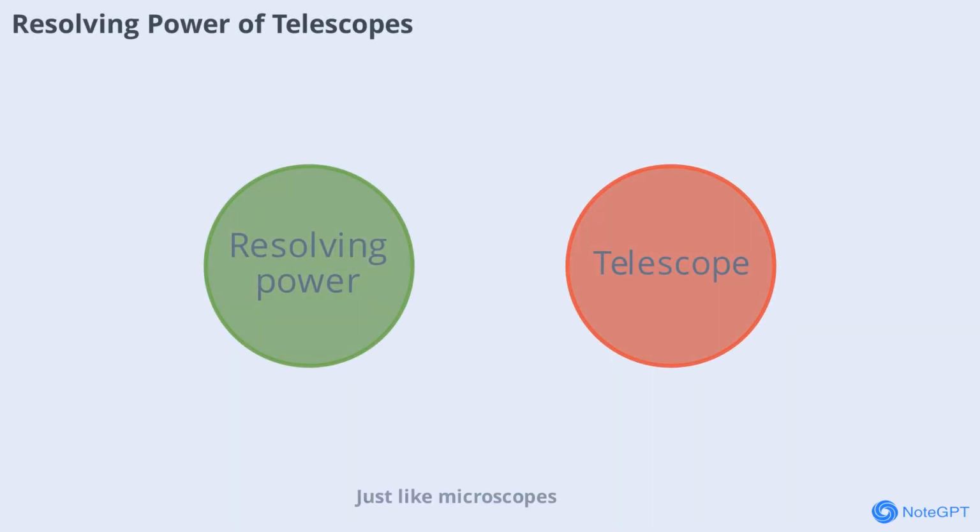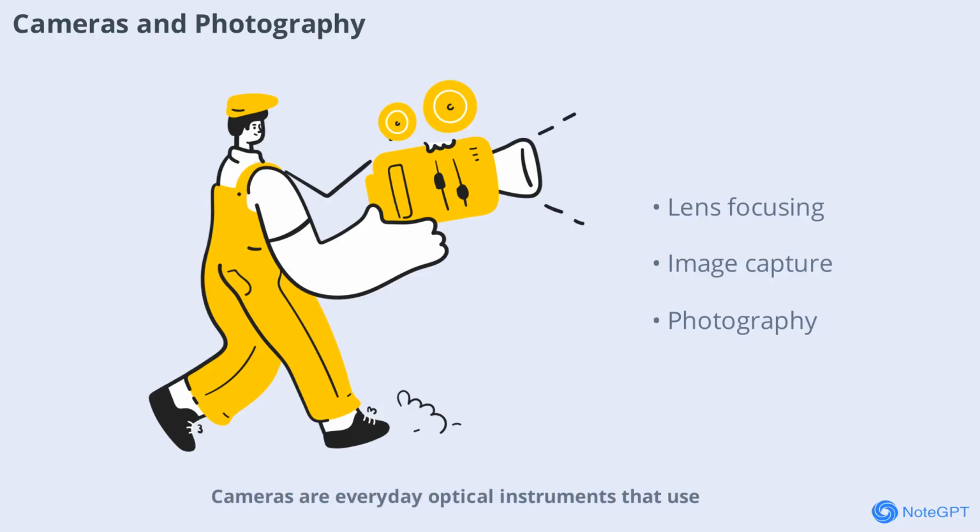Just like microscopes, telescopes have a resolving power that determines how clearly they can distinguish between two close objects in the sky. Larger telescopes with bigger mirrors or lenses have higher resolving power, allowing astronomers to see finer details in distant galaxies and nebulae. Cameras are everyday optical instruments that use lenses to focus light onto a photosensitive surface, such as film or a digital sensor.